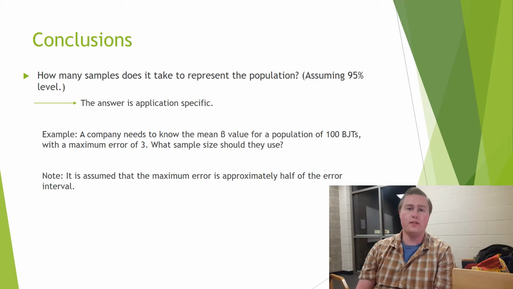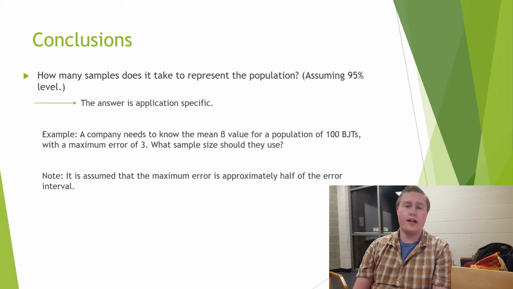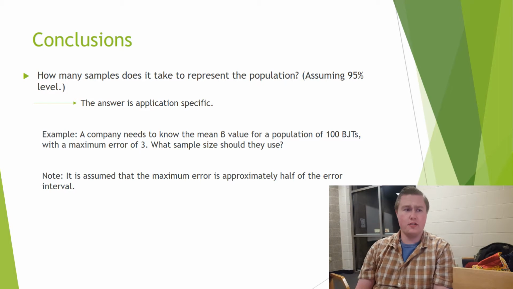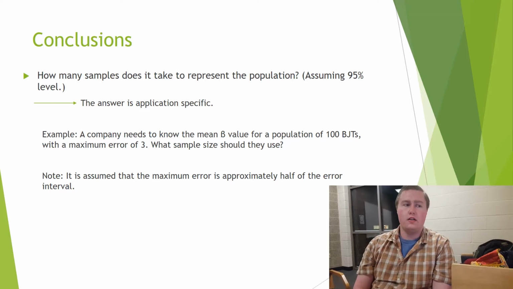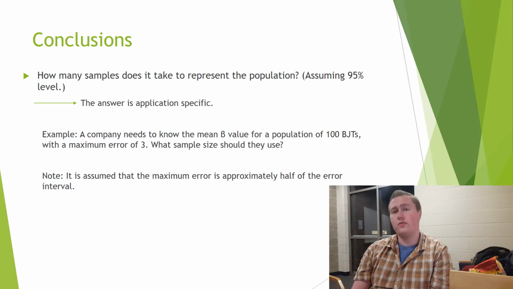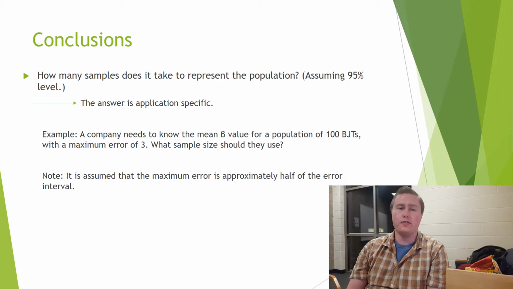One of the things we wanted to figure out was how large of a sample size is needed to accurately represent the entire population. Example: a company wants to know the mean beta value for a population of 100 BJTs with a maximum error of 3. What would the sample size be? Note, it is assumed for this first example that we're using a 95% confidence interval.